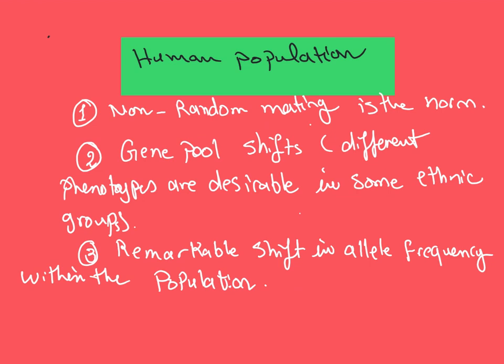But what is the case in human populations? In human populations, non-random mating is the norm. Here, the gene pool will shift because different phenotypes that are desirable in some ethnic groups will affect the distribution of alleles or allele frequency. So if this process has been going on for many generations, a shift in the gene pool frequency will take place. A remarkable shift in allele frequency within the population will take place, and this is the case in human populations.